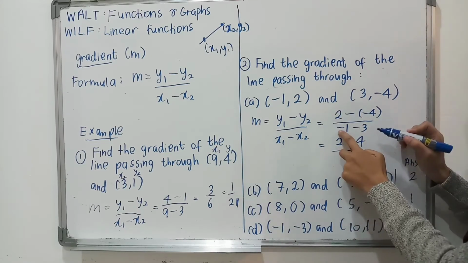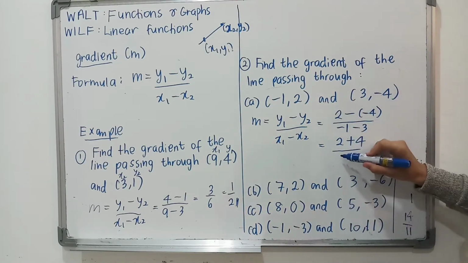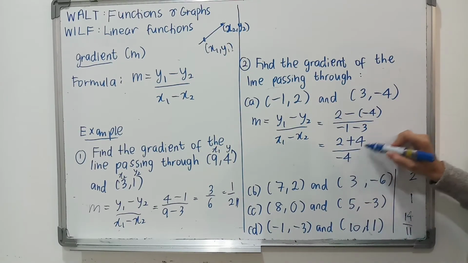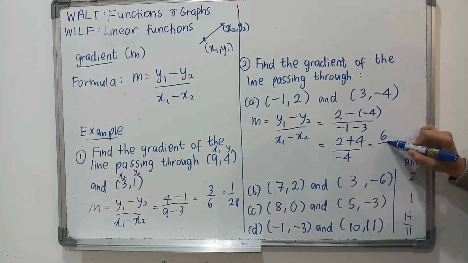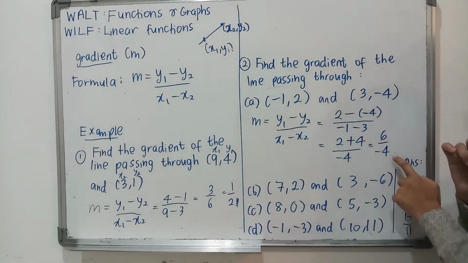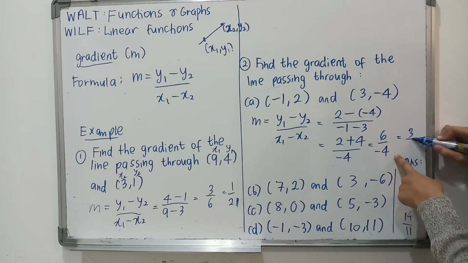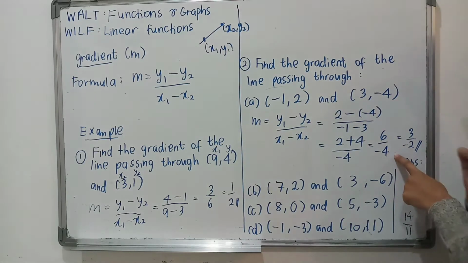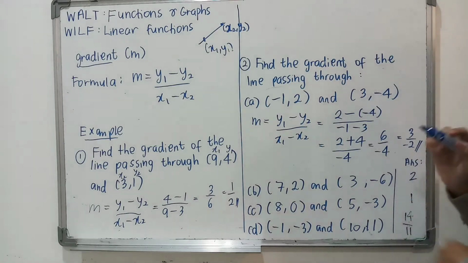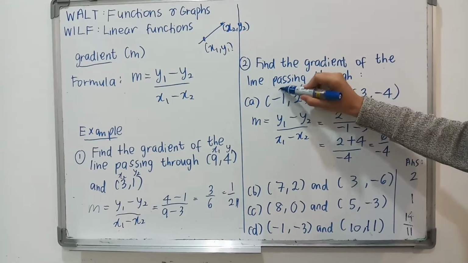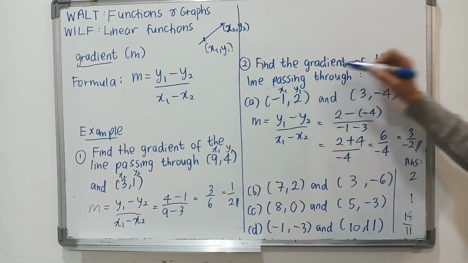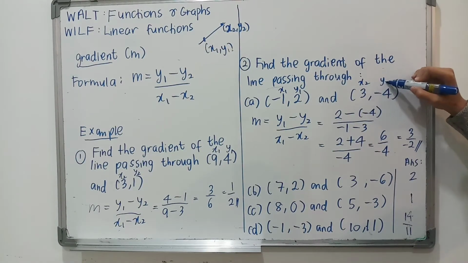Over negative 1, negative 3, you will get negative 4. So that is just 6 over negative 4. Can you simplify further? Divide both by 2. You will get 3 over negative 2. Okay, that is your answer. 3 over negative 2. That is my answer if I let that one be x1, y1, x2, y2.